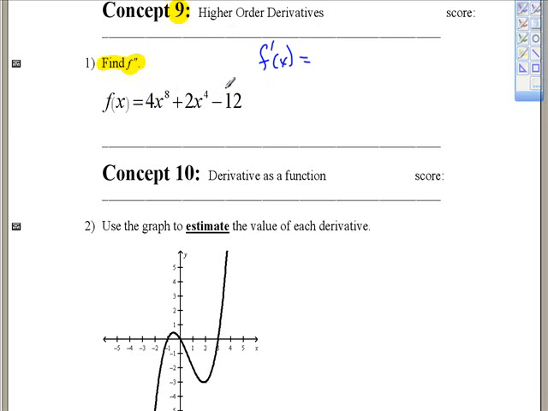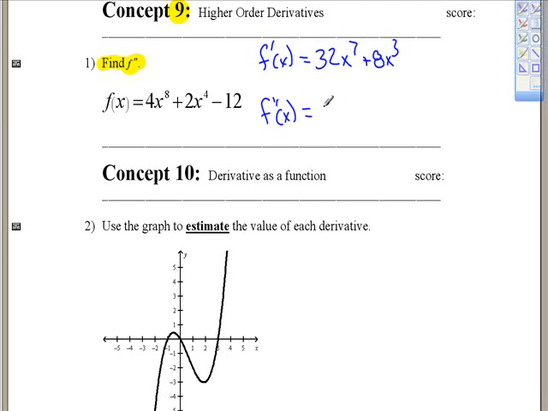So we're going to take 4 times 8, 32, x to the 7th, plus 4 times 2 is 8, x to the 3rd, and the negative 12 zeroes out. We go one more step, finding the second derivative. So we just repeat the process.